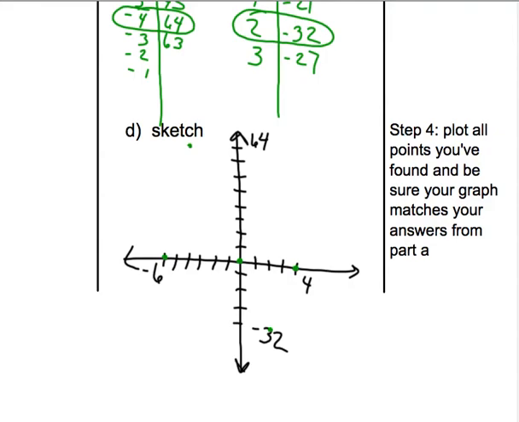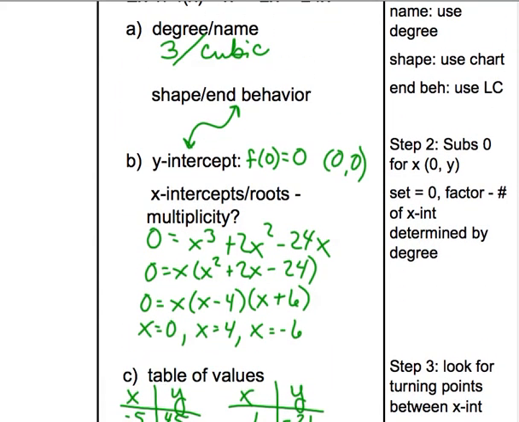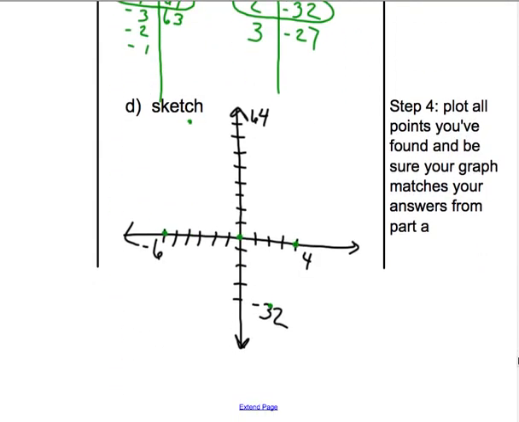Now our graph needs to match the shape that we sketched in part A, right here. So our graph should be starting down, coming up, maybe it has a couple of waves in the middle, but it should end in the positive direction. And when we look at our turning points and our zeros, that's exactly what our graph does.